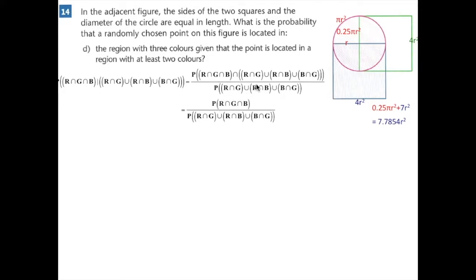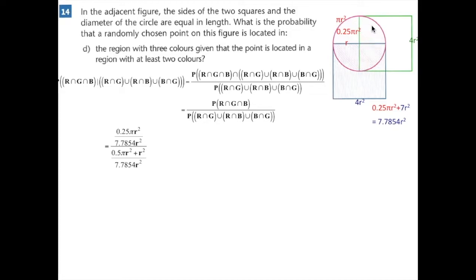Red and green and blue out of the probability of red and green united with red and blue united with blue and green, which means all of this, 3/4 of the circle and this little part here. So think of it this way, half a circle and this little square. The probability of red and green and blue, so we're talking about the quarter circle out of the whole region, that's going to be 0.25 pi r squared out of this, 0.25 pi r squared out of the 7.7854 r squared, divided by this whole region, like that.